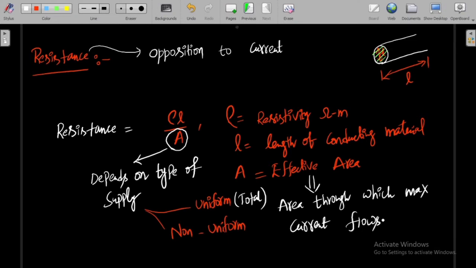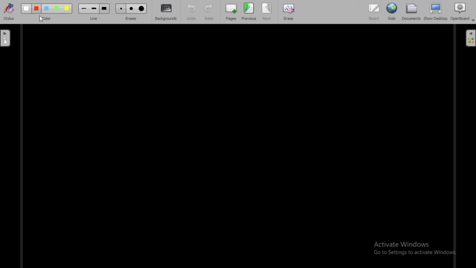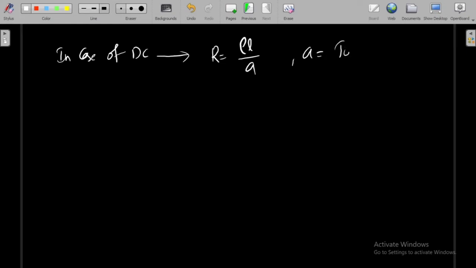We'll see that. In case of DC, if we want to find the resistance, we can directly use the formula rho L by A. Here A is nothing but the total area. No need to bother about effective area, you can directly take it as the total area. And rho is the resistivity, L is the length of the conducting portion.